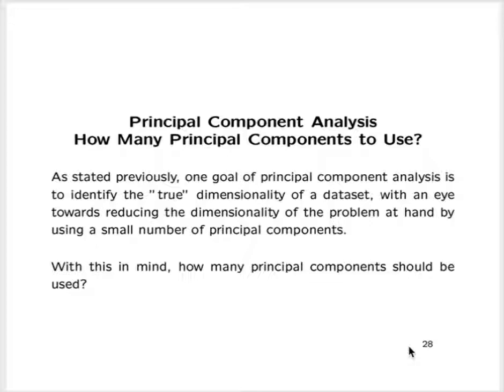Now, one of the purposes of principal components is dimension reduction. So we measure p response variables, but in many cases we want to reduce the dimensionality from p down to something that's more manageable, for example for the purpose of plotting, printing out graphs, and things like that. As we've said, we want to identify the true dimensionality of the data set. We don't want to artificially reduce the dimensionality. We want to identify the true dimensionality and then reduce the dimensions to that true dimensionality if possible. So with this in mind, how many principal components should we use?